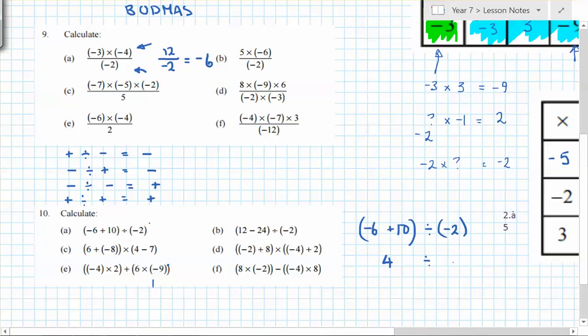And then we do 4 divided by negative 2. The answer is? That is negative 2. So the answer must be a negative, and 4 divided by 2 is 2, like you said, Magnus. Yes, Ryan.